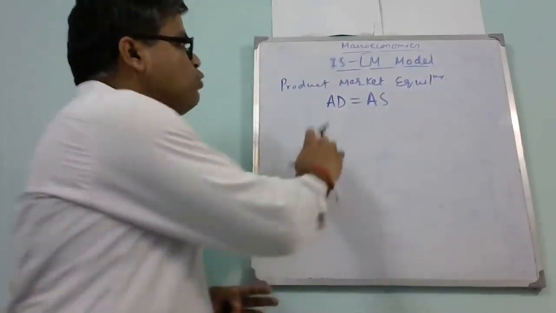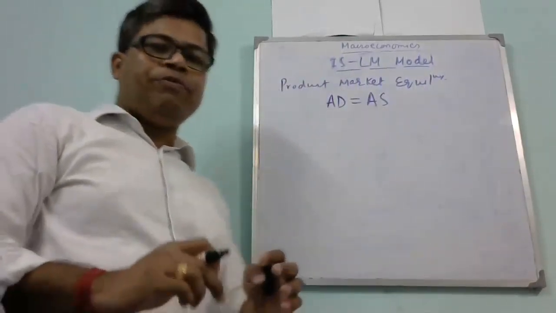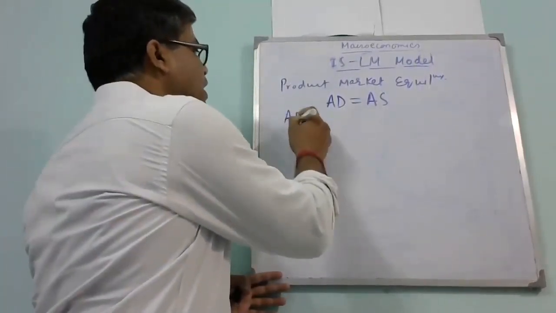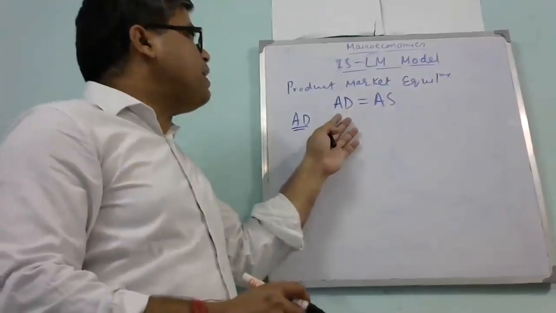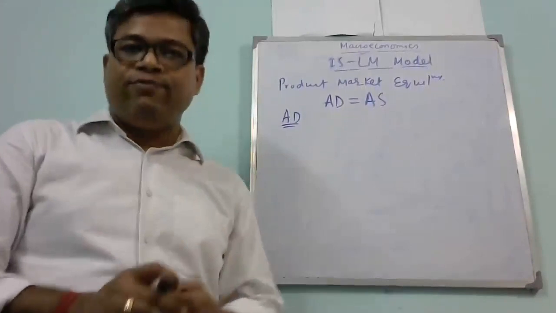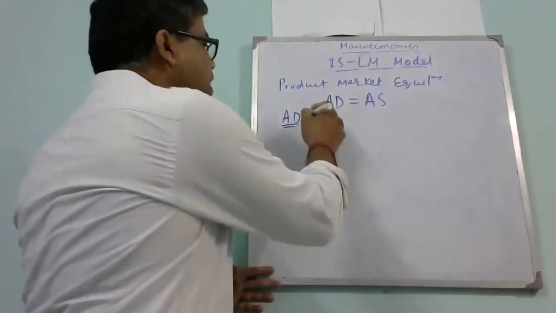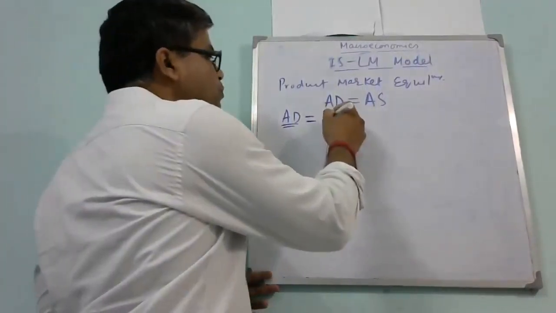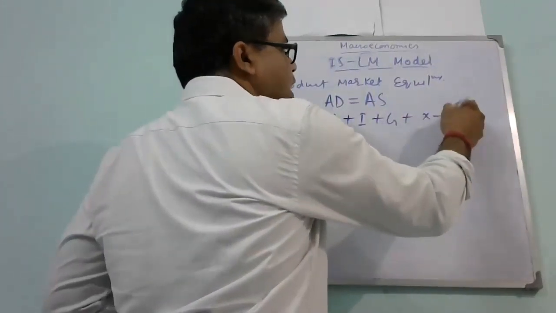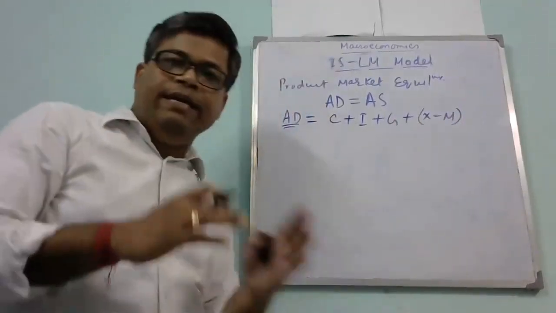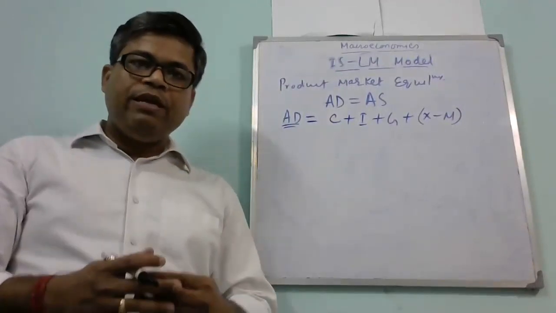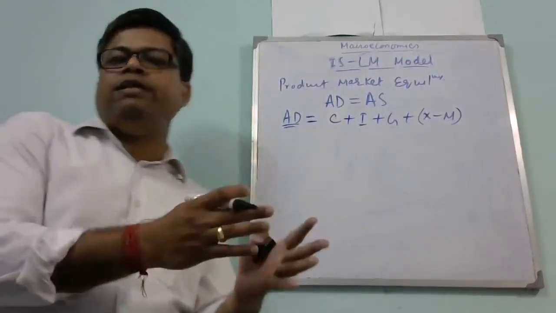Okay. So there are two sides of the product market equilibrium. One side is the demand side, that is aggregate demand, and the other side is the AS, that is the aggregate supply. So let's focus on the demand side first. Aggregate demand is equal to C plus I plus G plus X minus M. That means demand is looked at from the expenditure point of view.